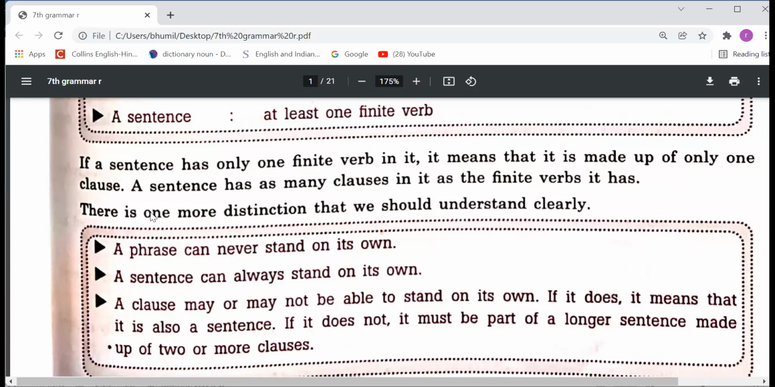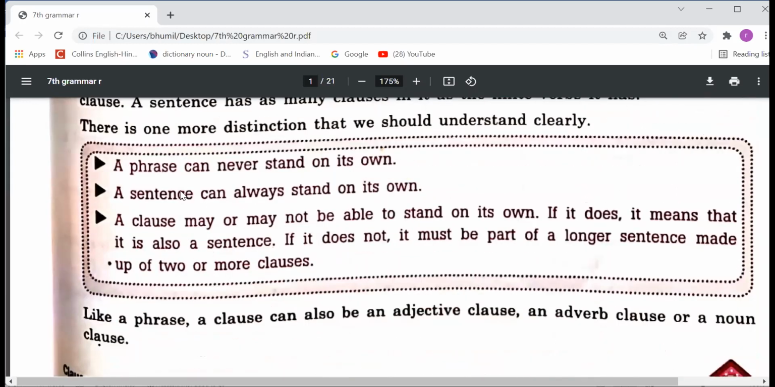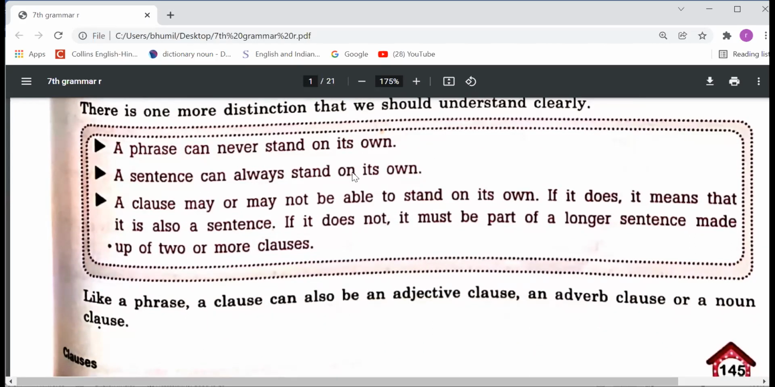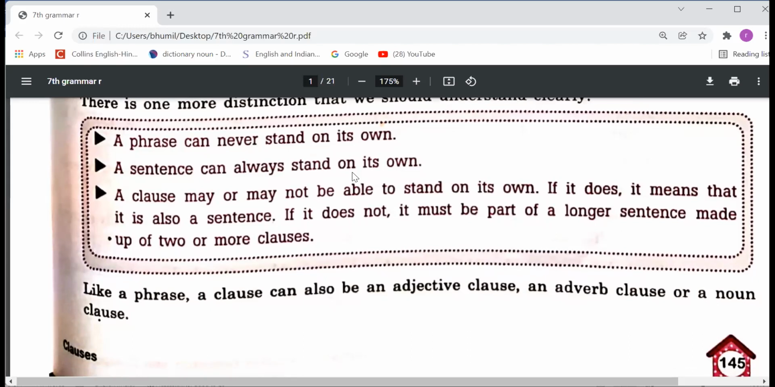There is one more distinction that we should understand clearly. कुछ और differences हैं जो हमें समझने हैं. A phrase can never stand on its own. तो phrase का अपना एक complete meaning नहीं होता, तो उसको हम कह सकते हैं कि वो कभी भी अकेली stand नहीं कर सकती. A sentence can always stand on its own. एक sentence complete meaning देते हैं, तो वो always stand कर सकता है.